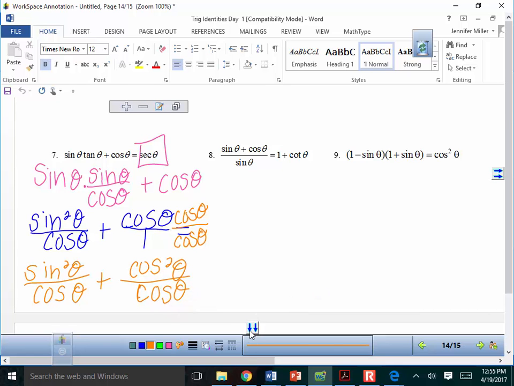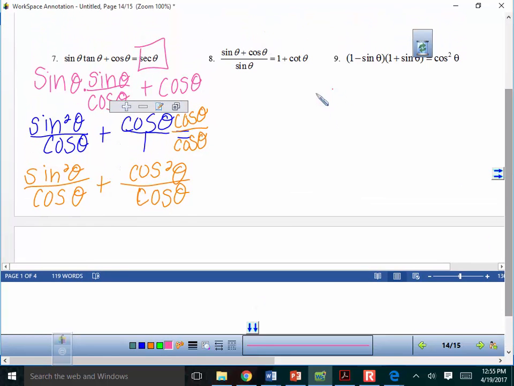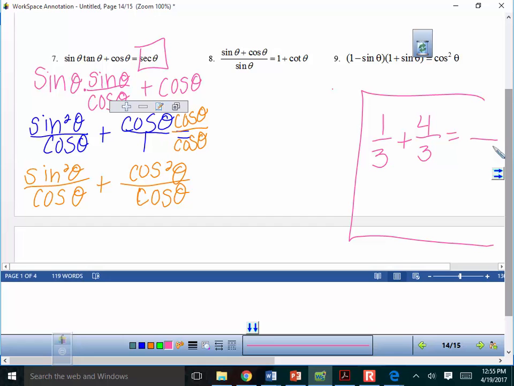All right, now that we have common denominators, can we just add our numerators? Remember, if I were adding 1/3 plus 4/3, how would I add those two fractions? You add the numerators, and the denominators stay the same, right? So we add the tops, 1 and 4 is 5, but the bottom stays the same. Same story here. We add the tops, so this is sine squared of theta plus cosine squared of theta, and the bottom stays the same, which is just the cosine of theta.